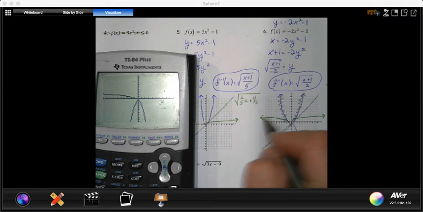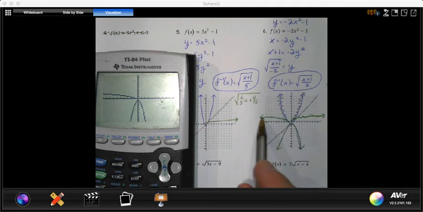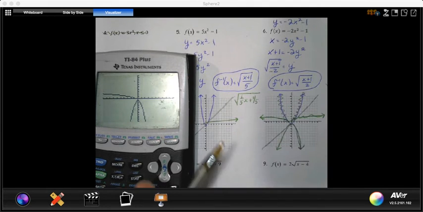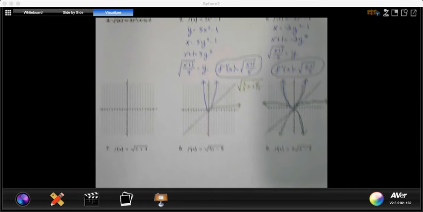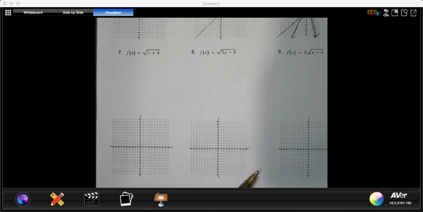But now this green guy and this parabola are my right graphs. Okay, but you can see the whole thing isn't a mirror image, it's just a part of it. So that's what you get when you don't have any restrictions. Okay, that looks like we got 3 more. So now it looks like we're going to start with a square root and work our way back to a square.